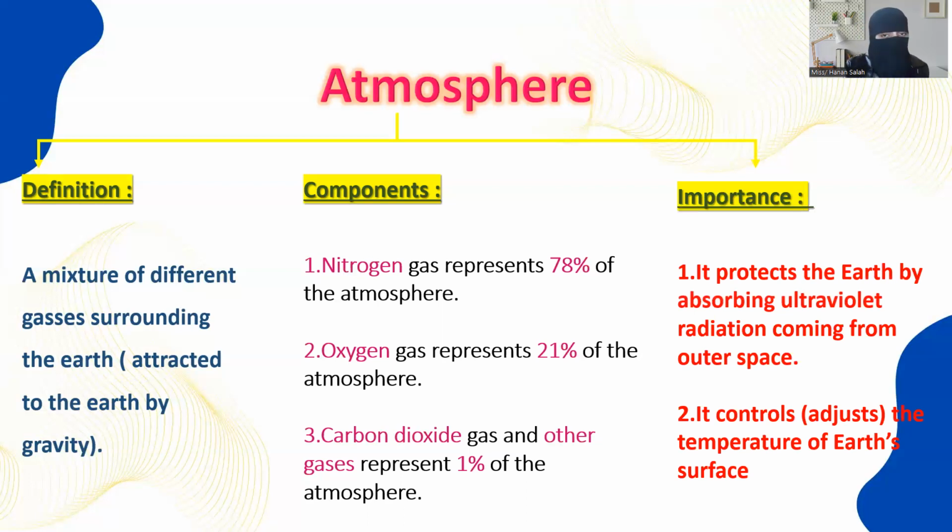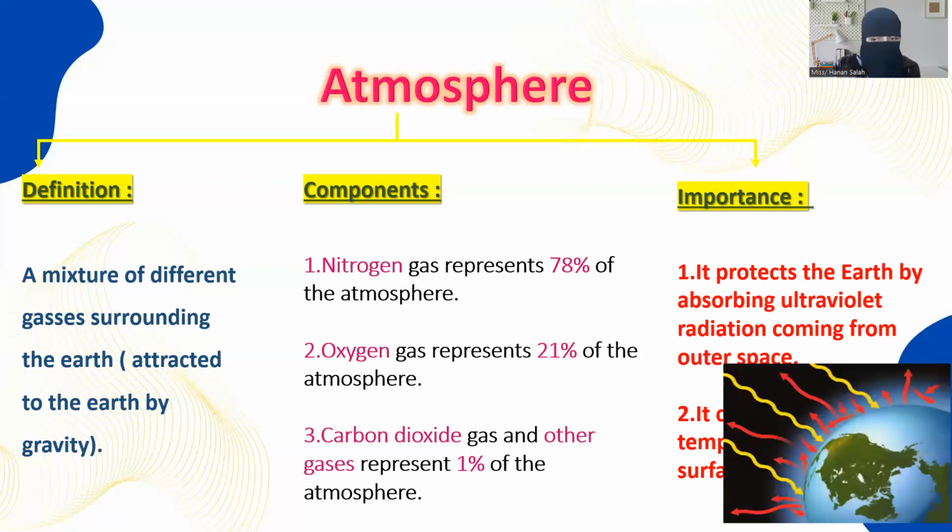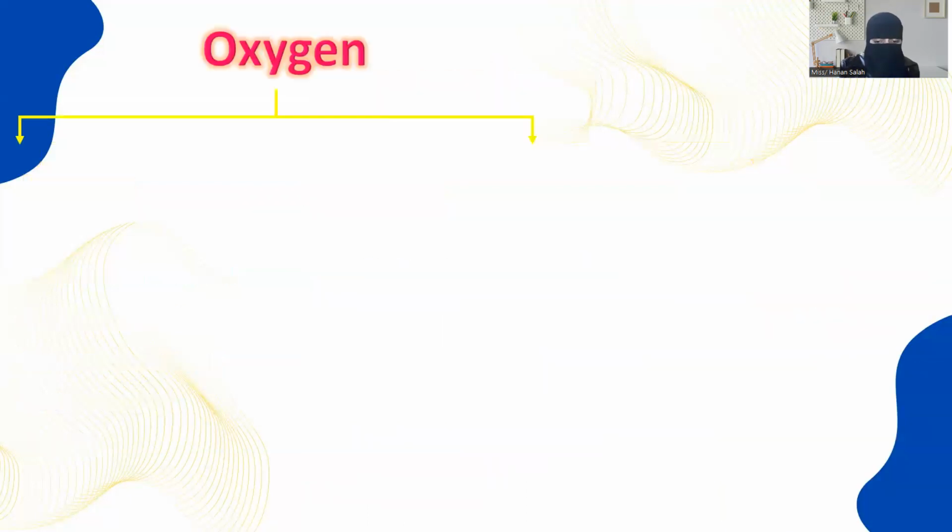What about the importance of this atmosphere? Do we need it? Of course. It protects the Earth from harmful radiation coming from the sun or from outer space, like ultraviolet. And also it can control or adjust the temperature of the Earth. So that's about the atmosphere.